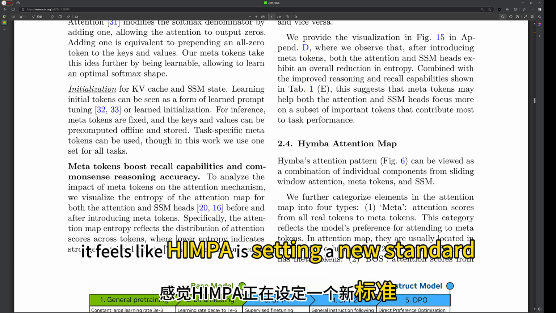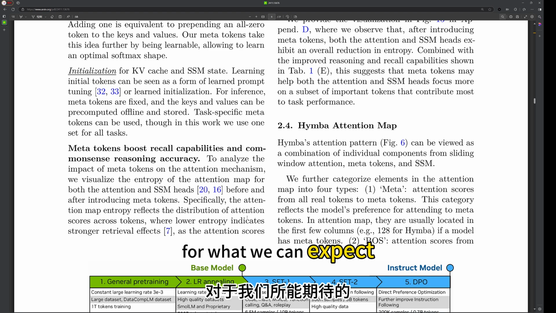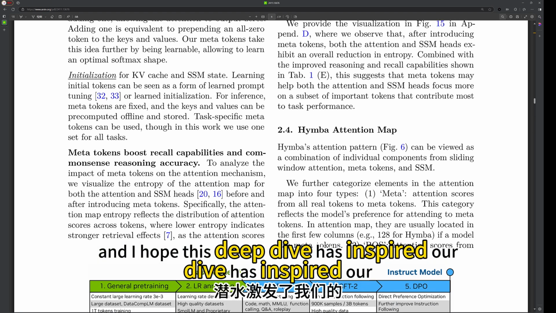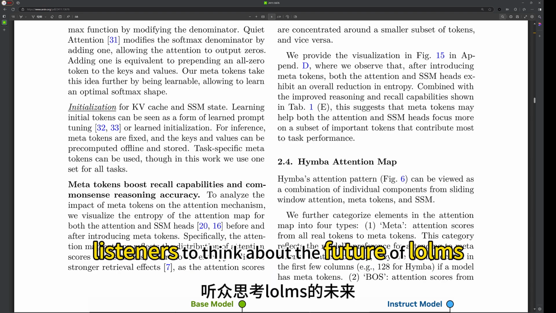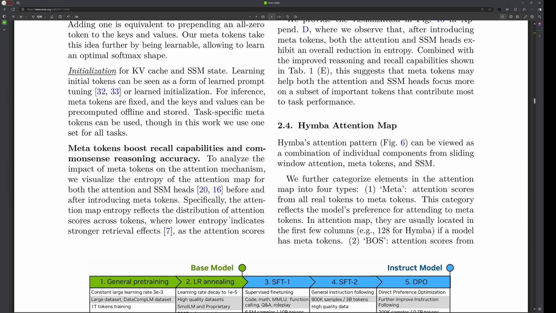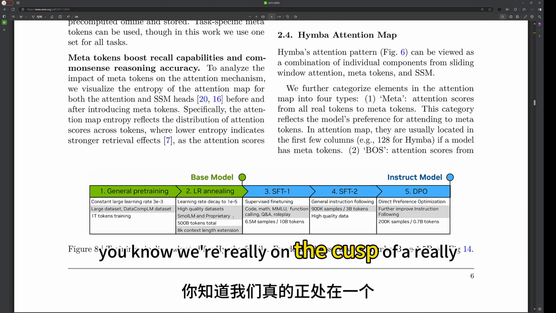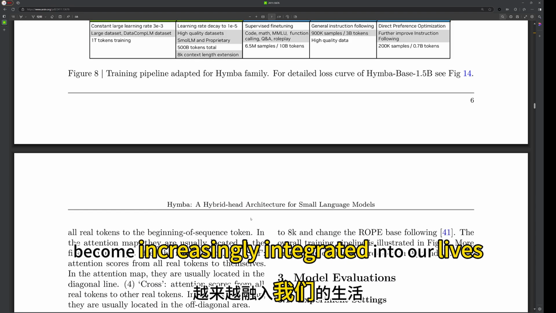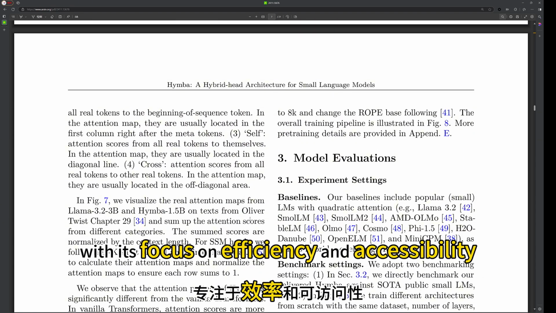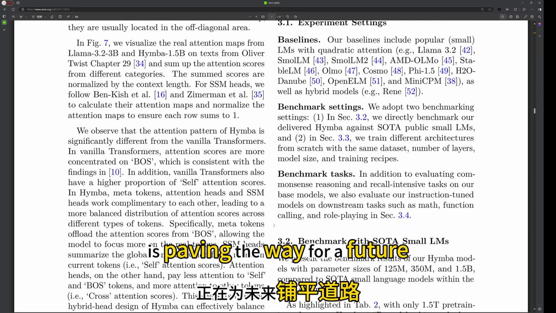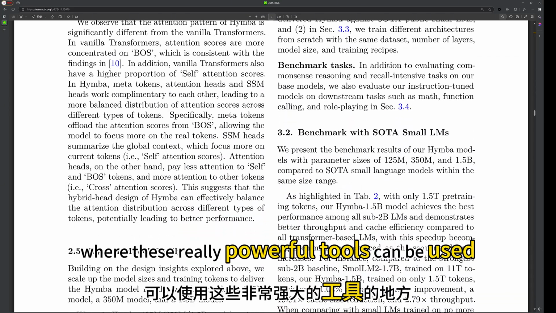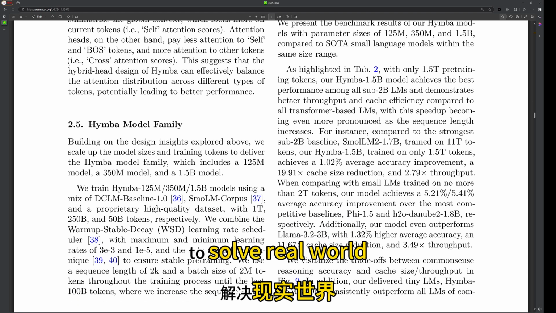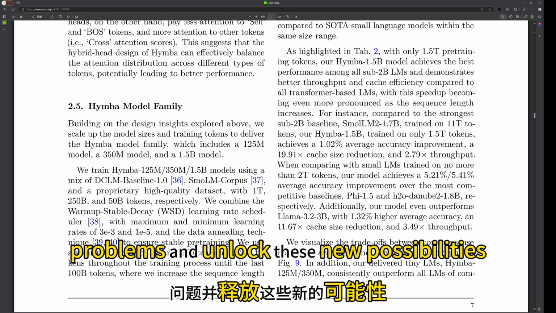It feels like Hymba is setting a new standard for what we can expect from these smaller language models. I believe so, and I hope this deep dive has inspired our listeners to think about the future of LLMs in a new light. We're really on the cusp of a really exciting era where these models are going to become increasingly integrated into our lives. And Hymba, with its focus on efficiency and accessibility, is paving the way for a future where these really powerful tools can be used by anyone, anywhere, to solve real-world problems and unlock these new possibilities.